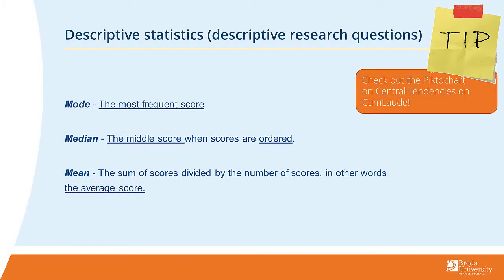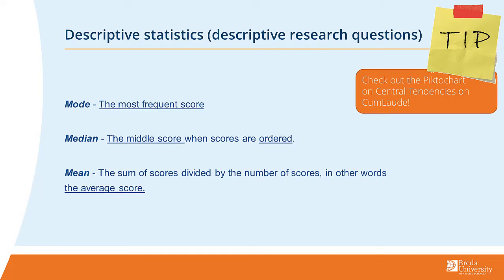So there are three different ways of looking at it. First of all, there's the mode. The mode is the most frequent score in your data. Secondly, there's the median. The median is the middle value when you order all of your scores. And finally, there's the mean. The mean is actually just the same as the average.